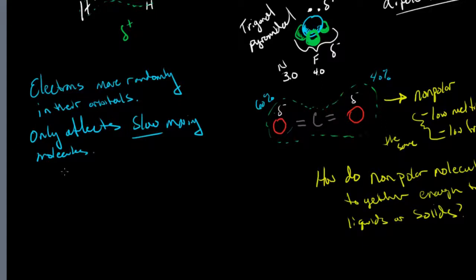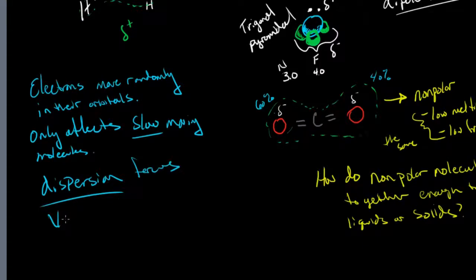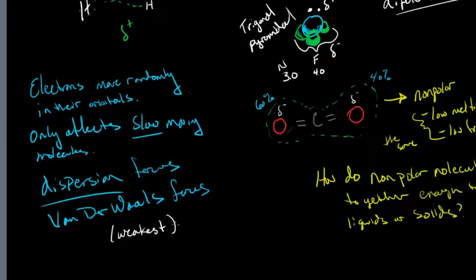There are two names for these. They're called dispersion forces, also known as van der Waals. Yes, there are two A's. And these are the weakest of the intermolecular forces.